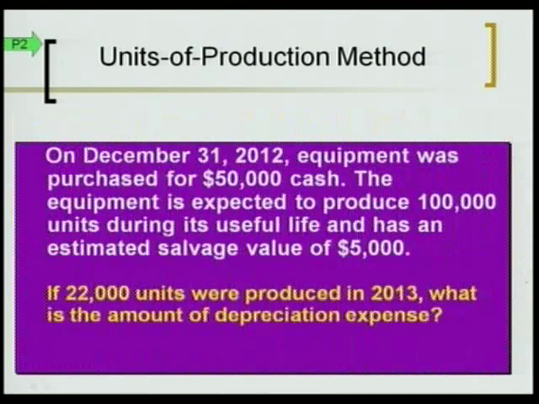On December 31, 2012, equipment was purchased for $50,000 cash. The equipment is expected to produce 100,000 units during its useful life. That's the total amount of production we're going to get out of that thing. Estimate, of course. And it has an estimated salvage value of $5,000. Now, in 2013, 22,000 units were produced. What's the amount of depreciation expense we take?